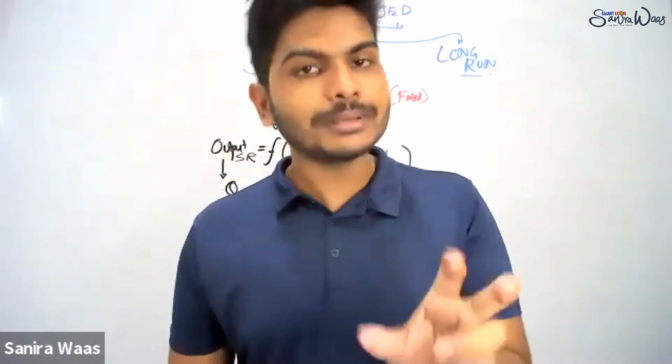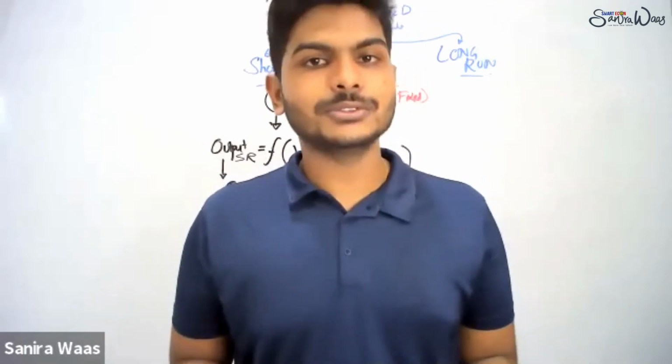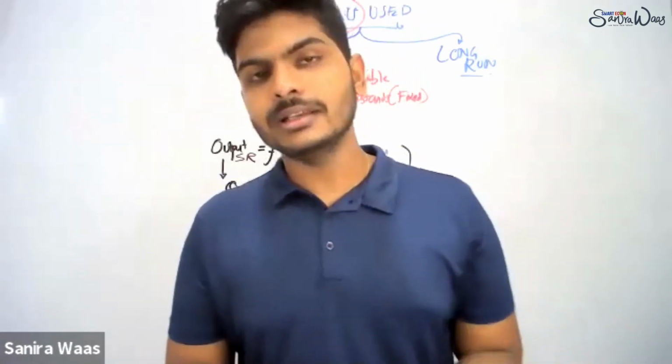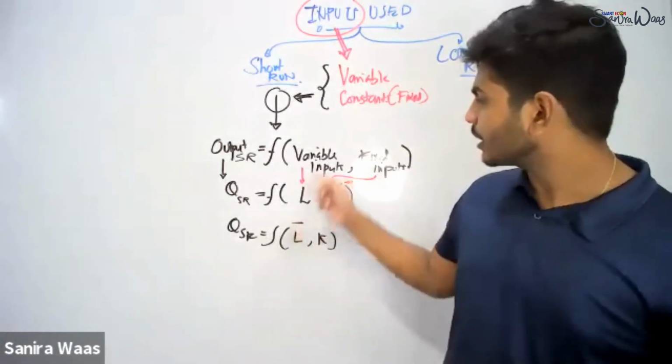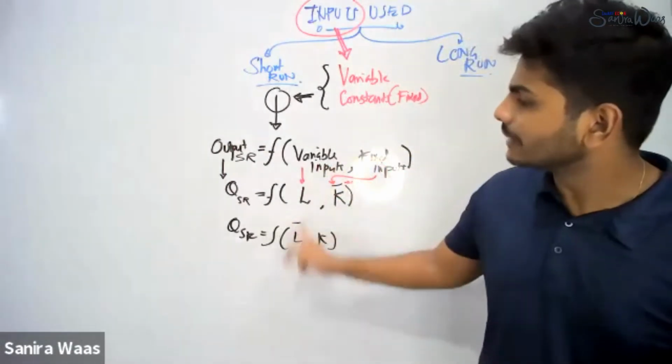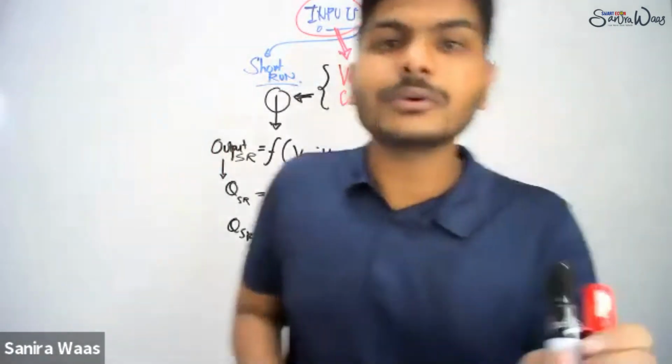So learn economics in the right manner. Always argue; don't cut apart and write. I hope it's clear. So even this is right. Now where are we at? Fixed is labor, variable is capital. In practice, in reality, you can have this one.